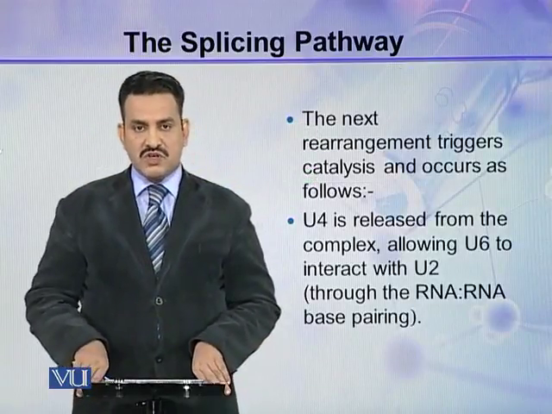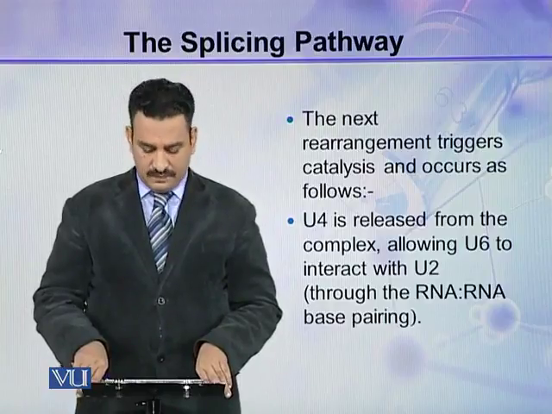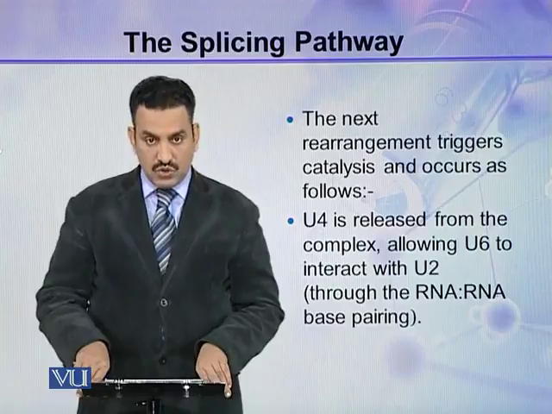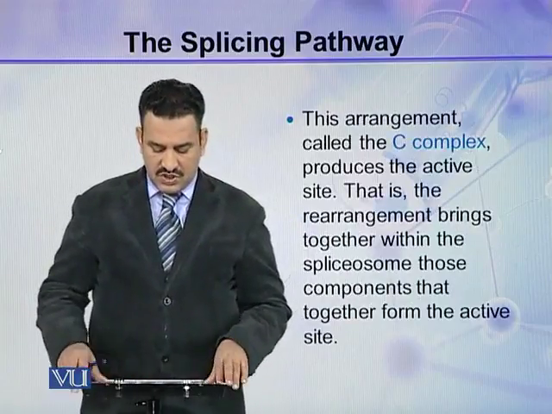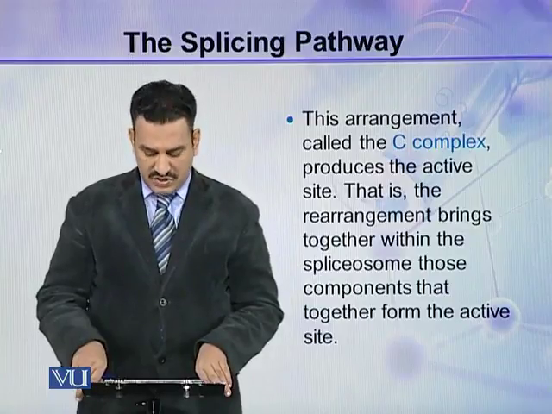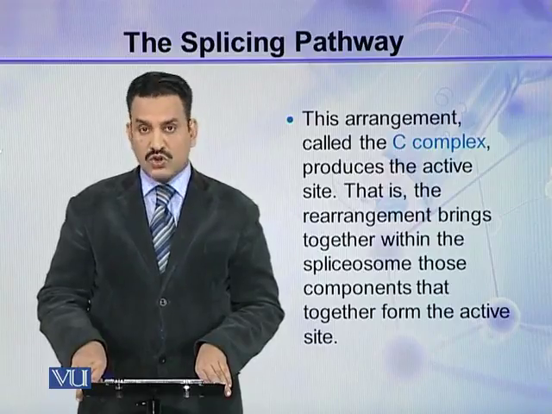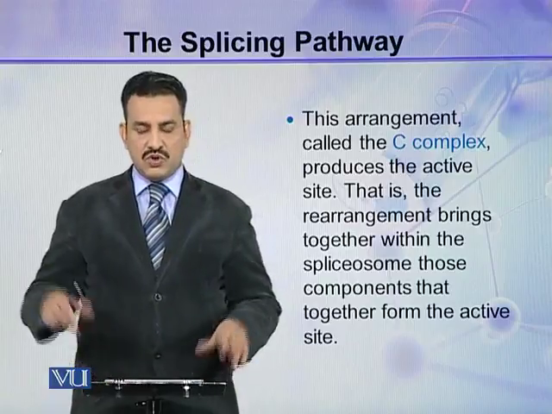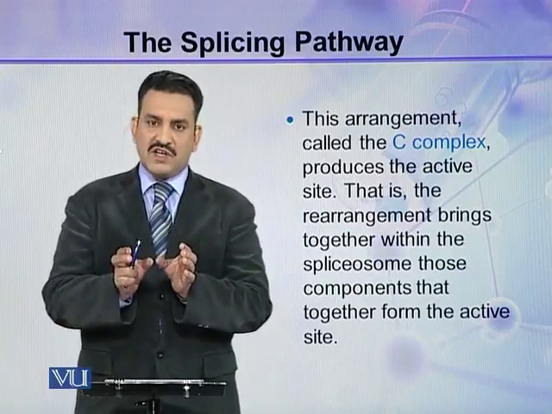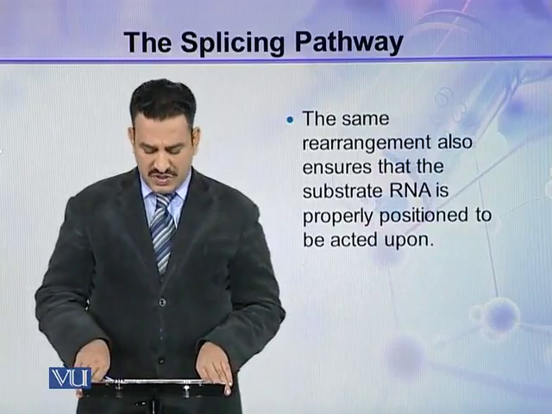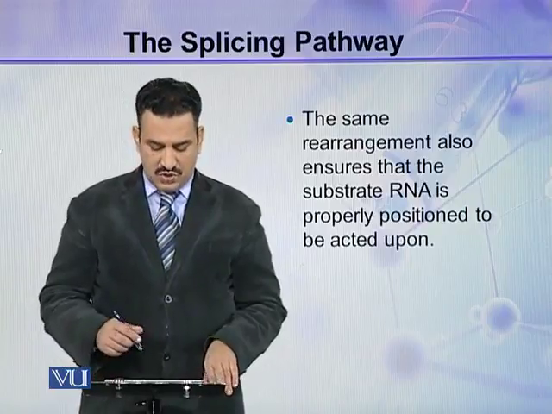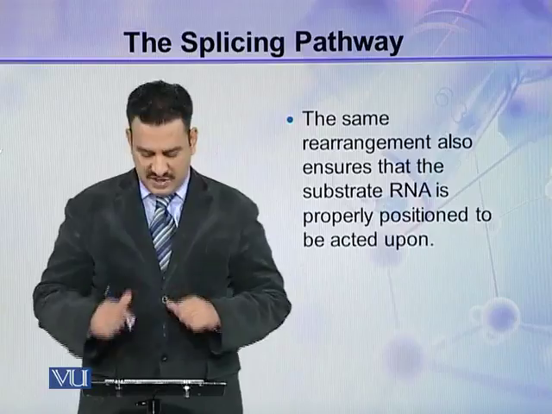The next rearrangement triggers catalysis and occurs as follows. U4 is released from the complex, allowing U6 to interact with U2 through RNA-RNA base pairing. This arrangement, called the C complex, produces the active site. That is, the rearrangement brings together within the spliceosome those components that together form the active site. The same rearrangement also ensures that the substrate RNA is properly positioned to be acted upon.